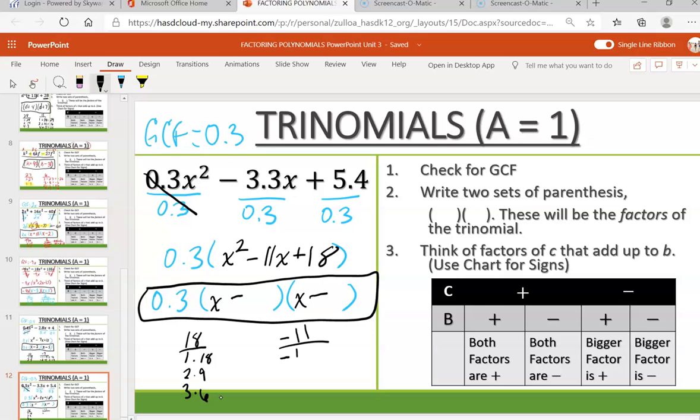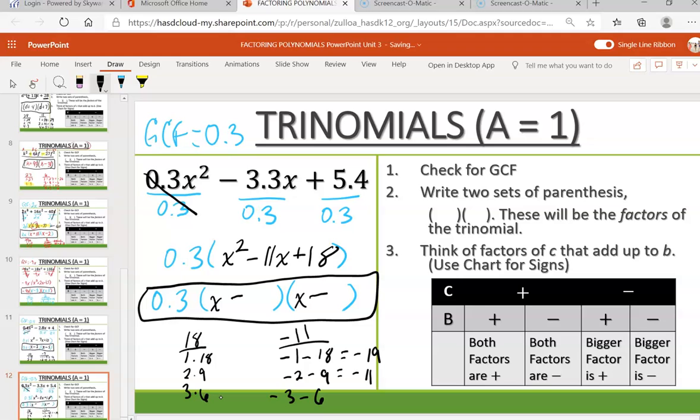So you're going to try negative 1 minus 18. You're going to try negative 2 minus 9. And negative 3 minus 6. And one of these should give us a negative 11. This gives us negative 19. This gives us our negative 11.